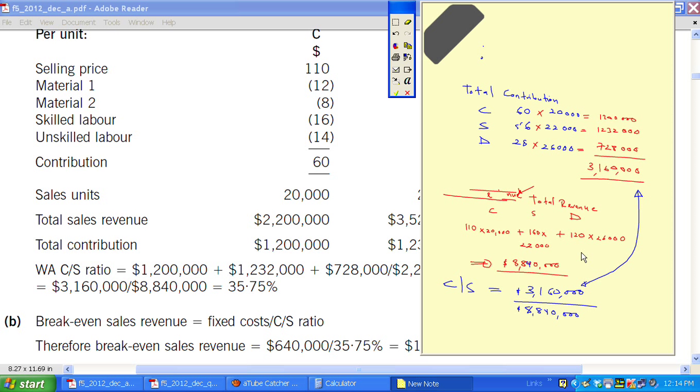Okay, and this 884,000, remember I'm getting it from this, which is the total revenue. Total revenue. So in percentage terms, whatever the figure you get, you multiply it by 100%. We shall be able to get 35.75%. And so this figure here is your weighted average contribution to sales ratio.